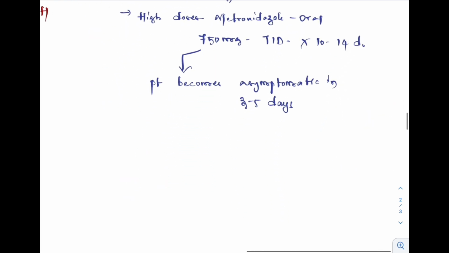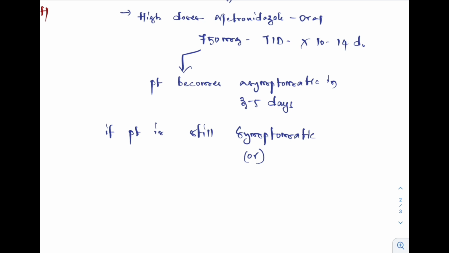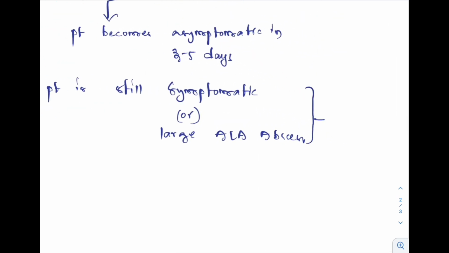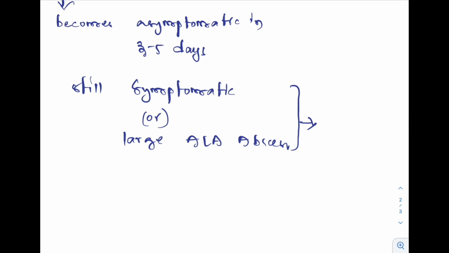If the patient is still symptomatic even after giving high doses of metronidazole, or in the case of a large-sized amoebic liver abscess, then the treatment will be changed. That is, aspiration of the abscess should be done.